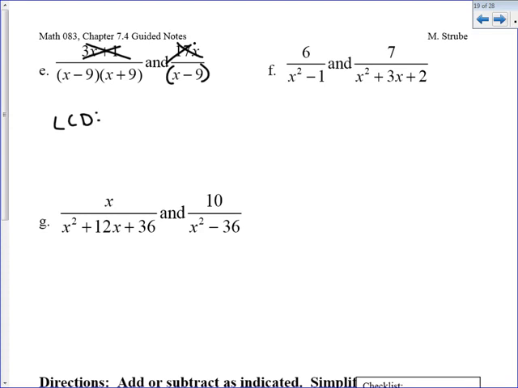You don't ever add those together. You just pick which is bigger, or if they're equal, that's how many you take. So I only need the x minus 9 one time. Do I need anything else in this LCD?